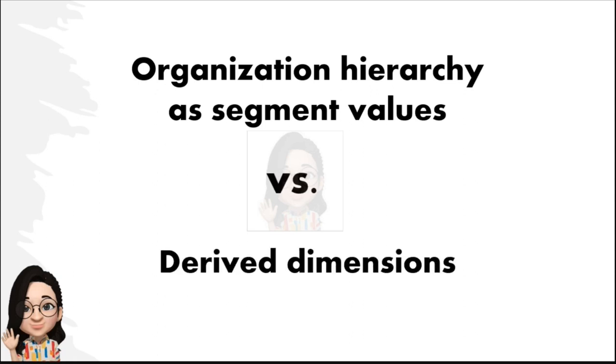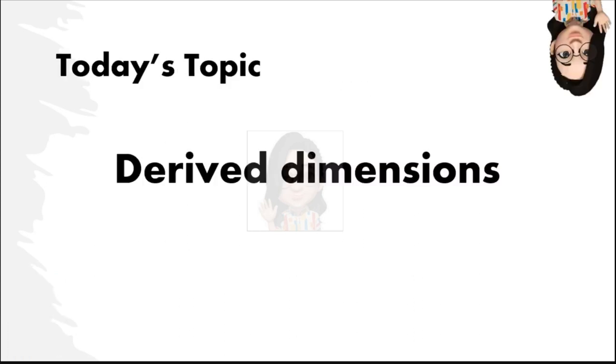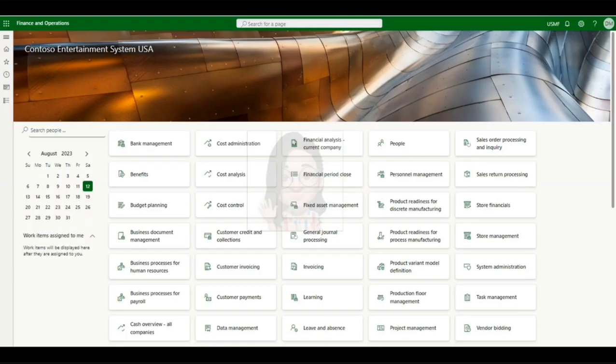But before we deal with the difference of these two, the advantages and disadvantages of using them, and where it is most applicable to be used, let us discuss first what derived dimensions are, and on our next blog, we'll talk about the difference between having organization hierarchy in the account structure and the derived dimensions setup. Sounds like a plan, right? So let's get going.